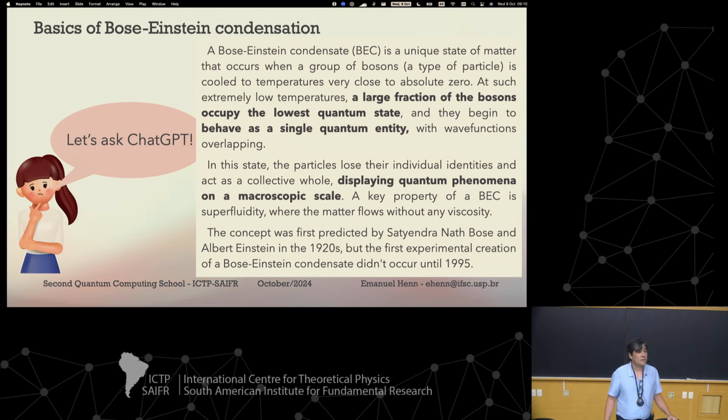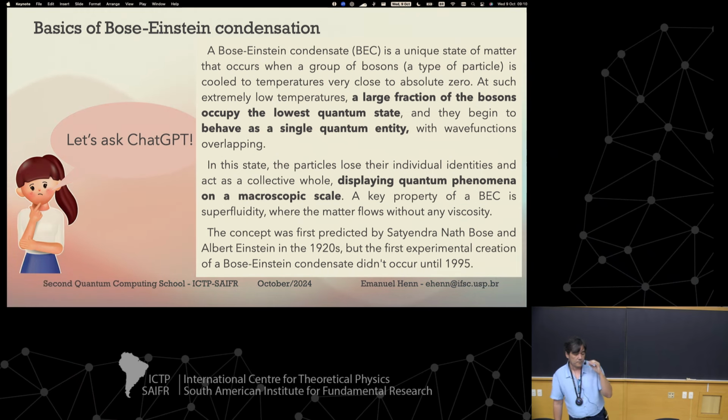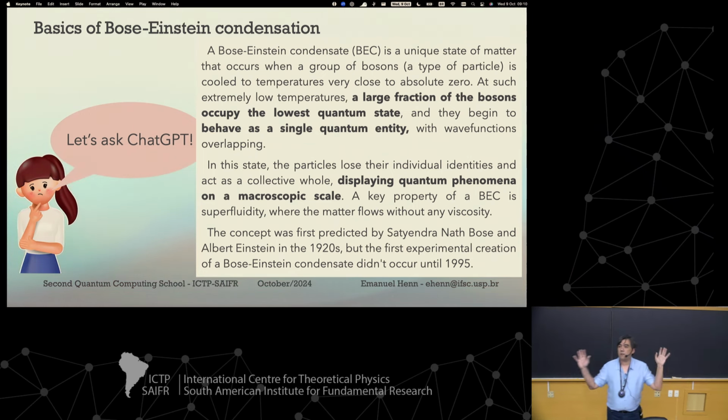So it took 70 years to realize the predictions of Bose-Einstein condensation. I think it will become clear why. Okay, good. So it's a general definition. Let's look at it in more detail.